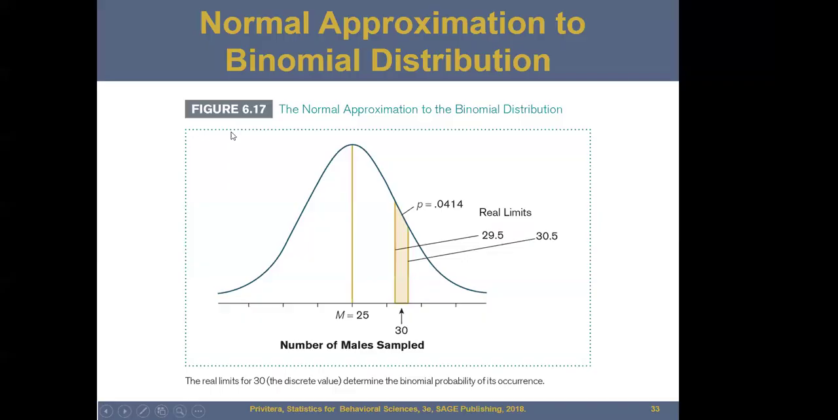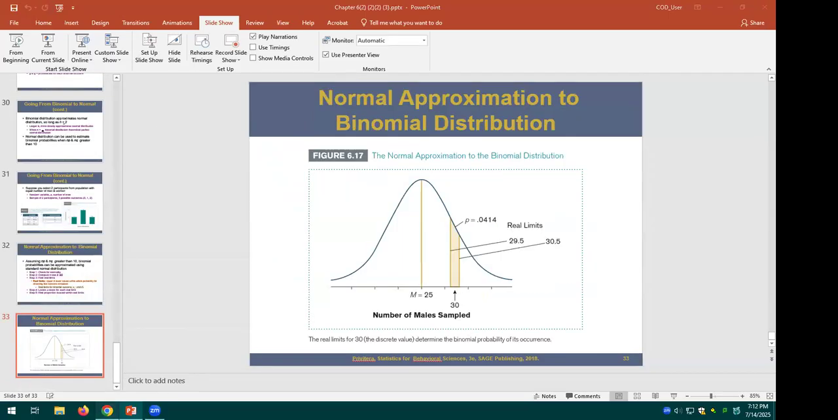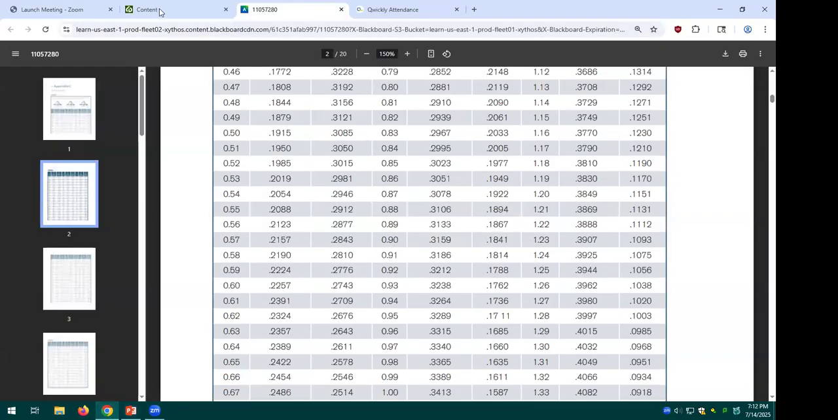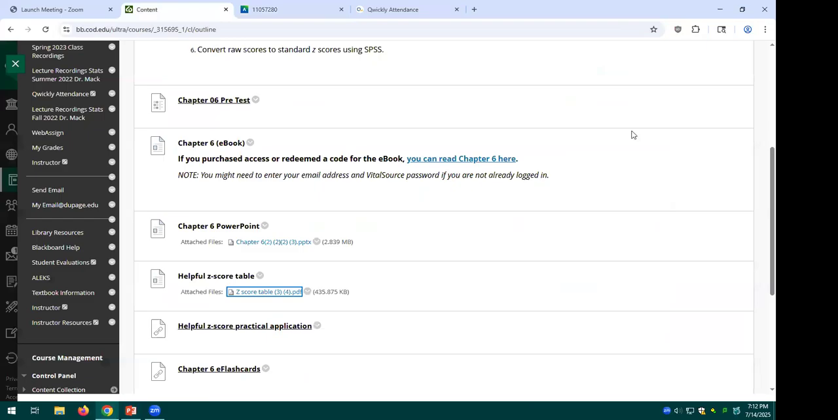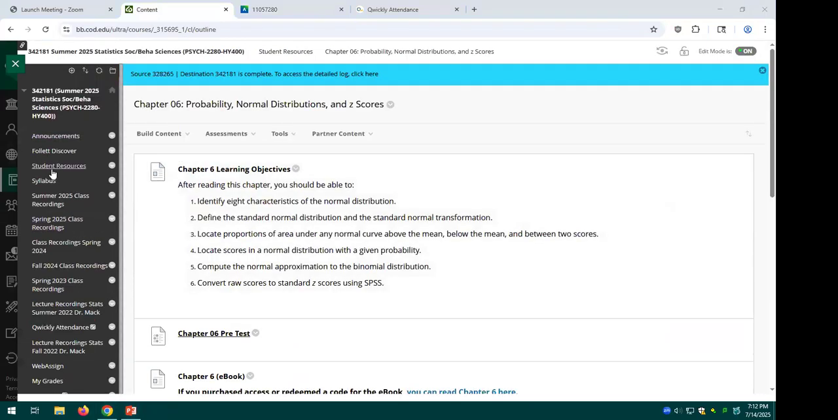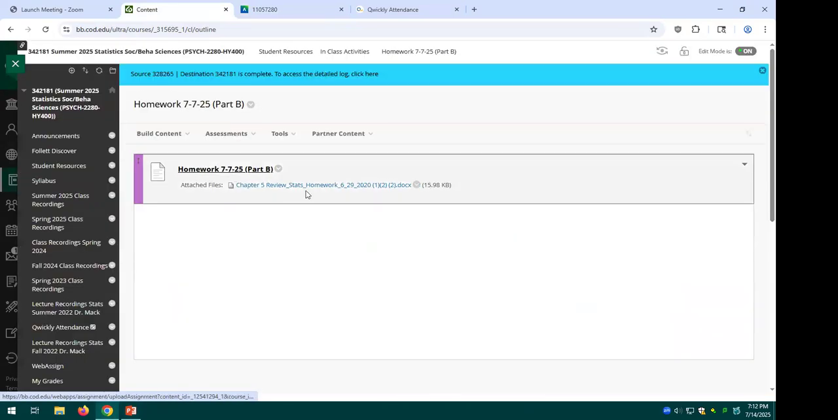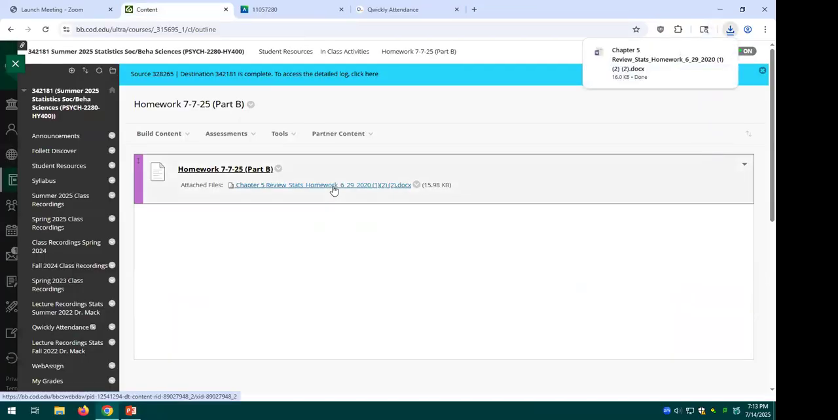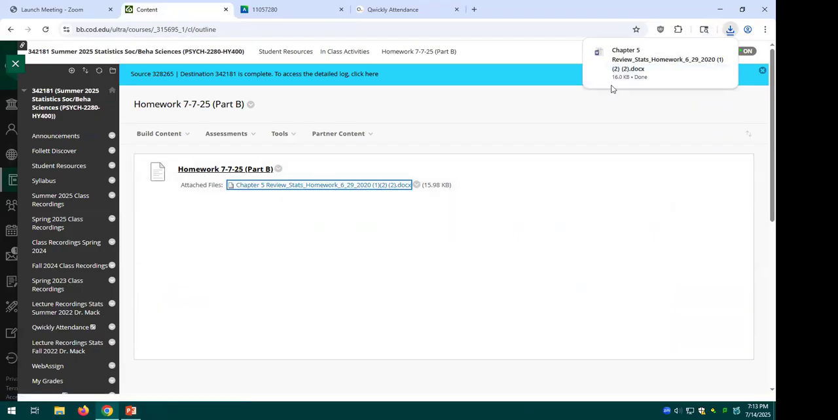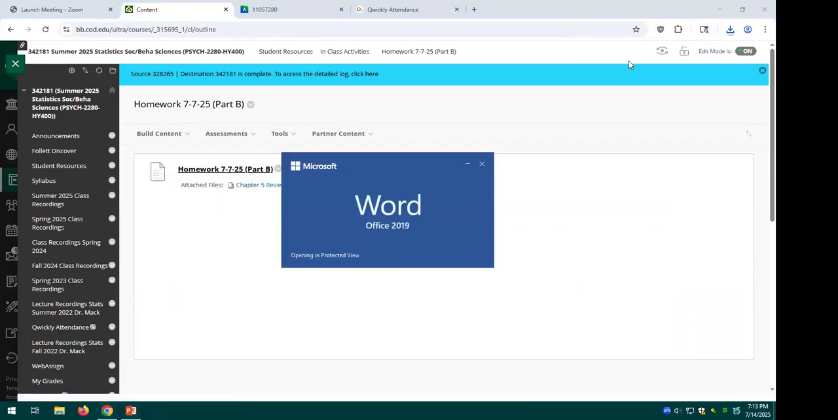So we should keep sharing and share screen. Let's go into Blackboard, and we're going to do student resources. We're going to go back to our in-class activities, and we're going to do the part B that we did not finish yet, which was that part 3. We can do this next time.